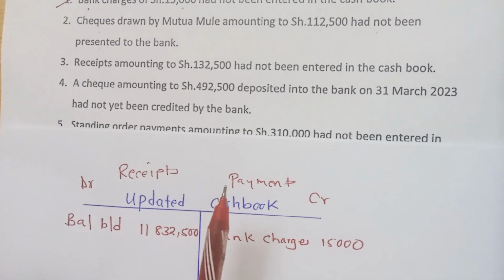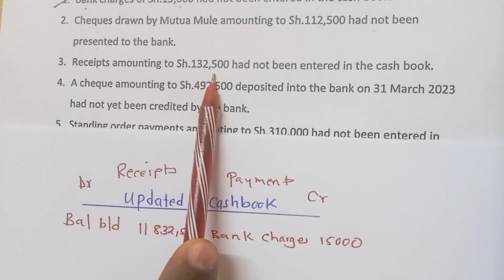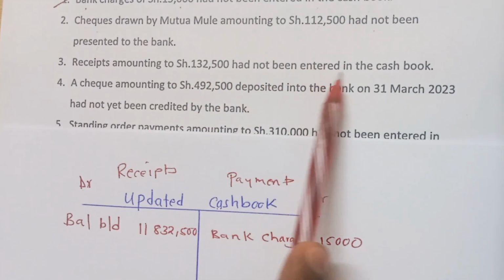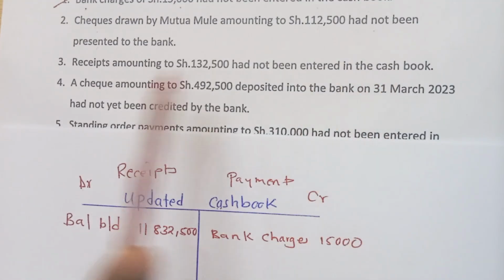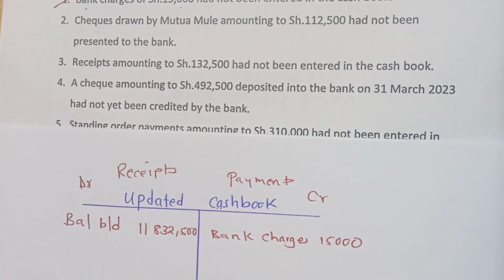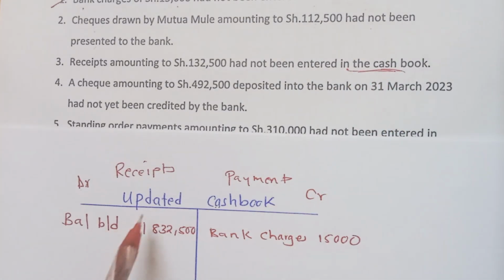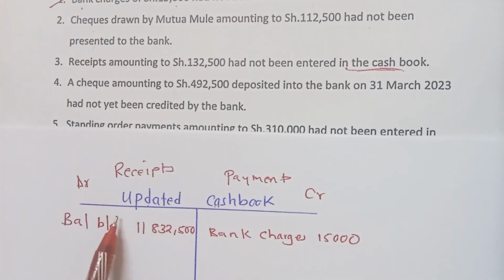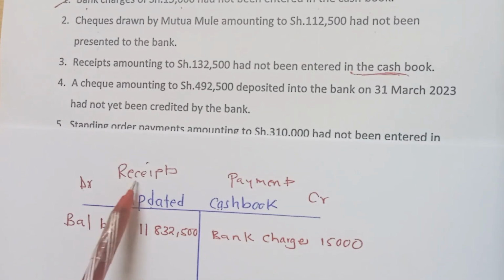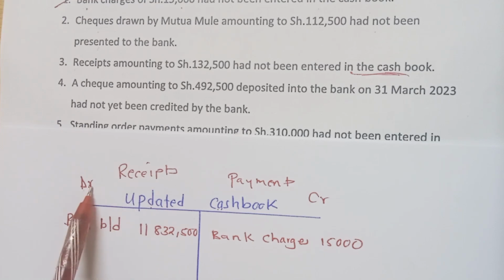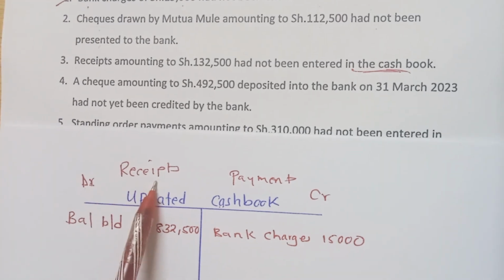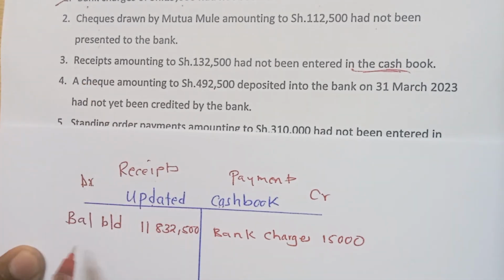We are being told that receipts amounting to 132,500 had not yet been entered in the cash book. So we have this amount of money that was received, but it has not yet been entered in the cash book. So we need to update that particular transaction by entering it in this cash book. Because I said that on the debit side of the cash book, we need to record the receipts. So this transaction needs to be captured in the cash book.